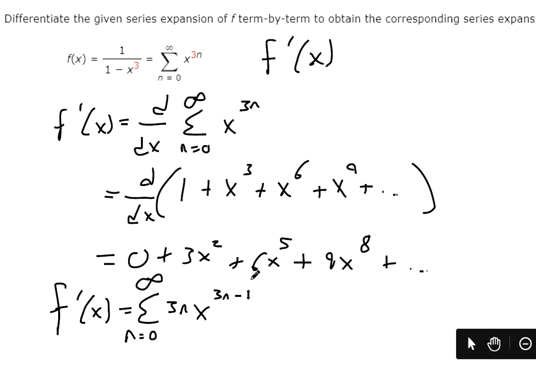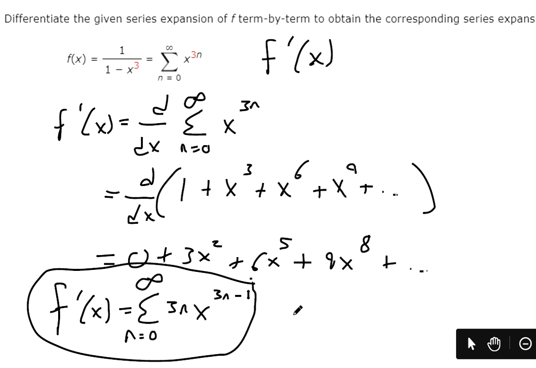Let's see if that works. If you plug in n equals 2, we're supposed to have a power of 5. So 3 times 2 makes 6. 6 minus 1 makes 5. Checks out. Okay, and that's it. So it's really about: differentiate each term, expand, and then eventually see a pattern to represent the derivative of that, the power series for the derivative, I should say.